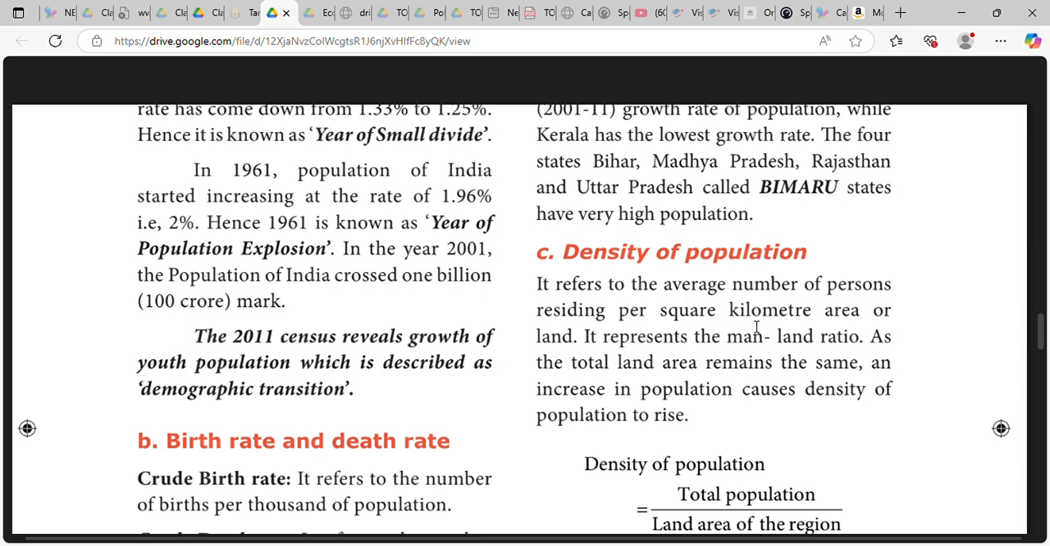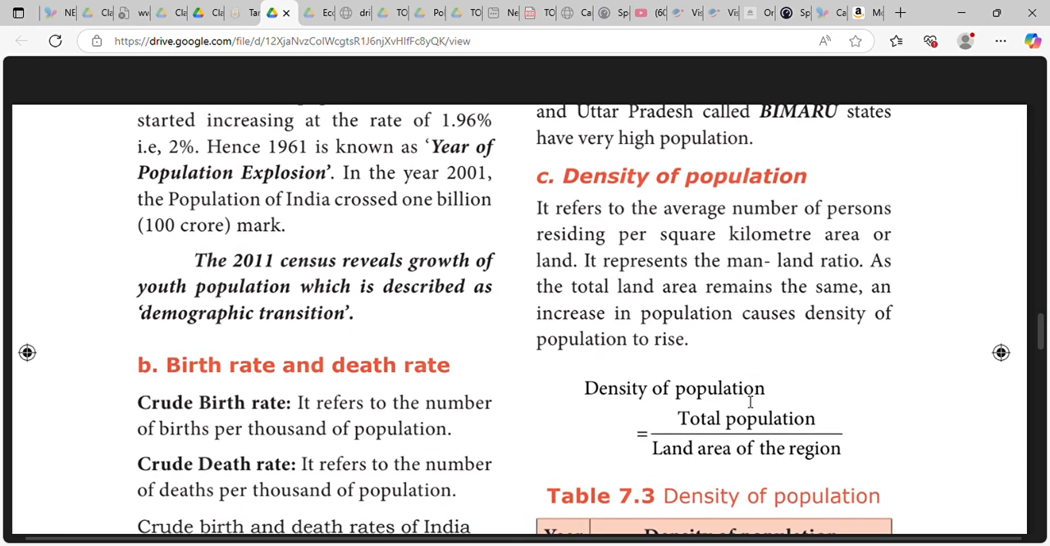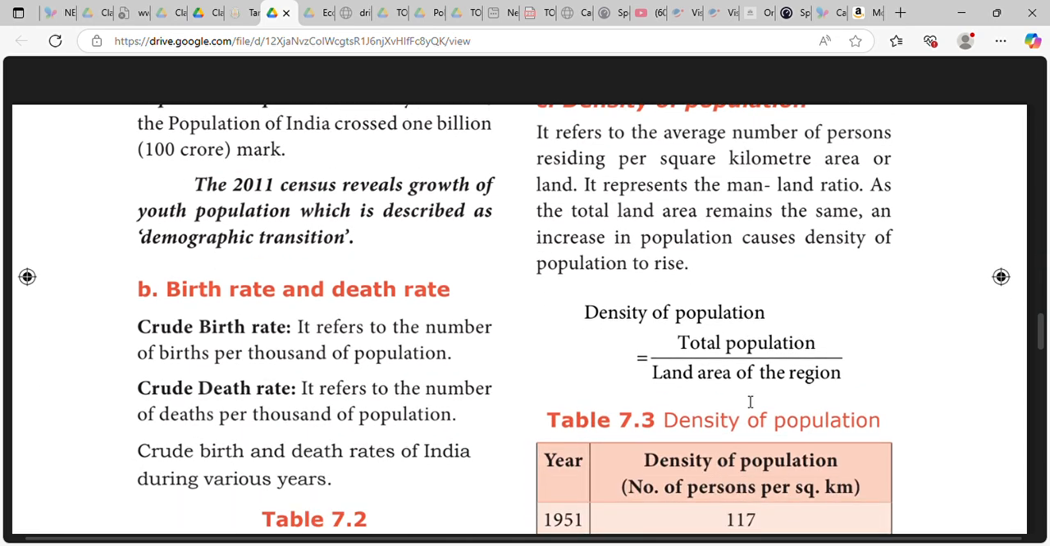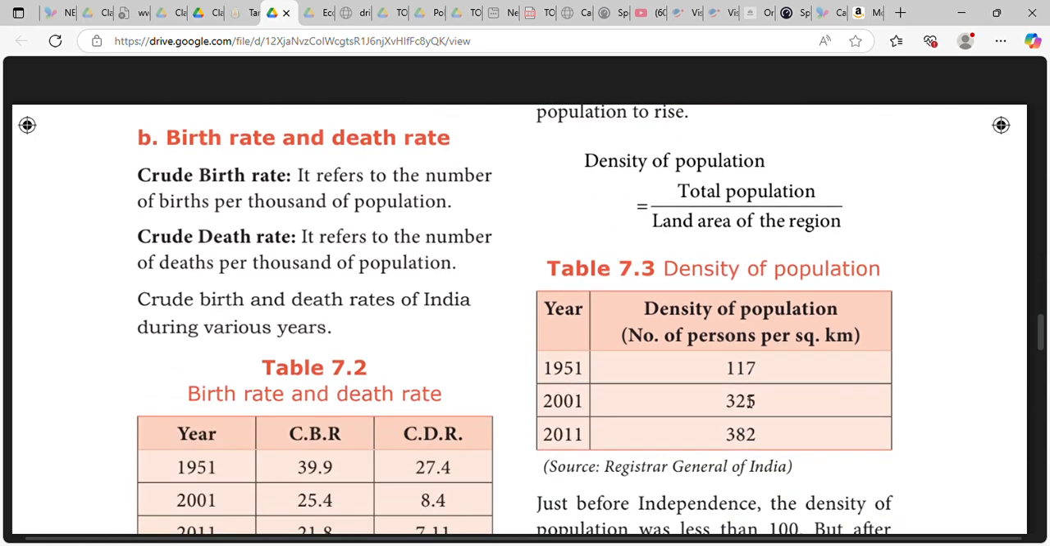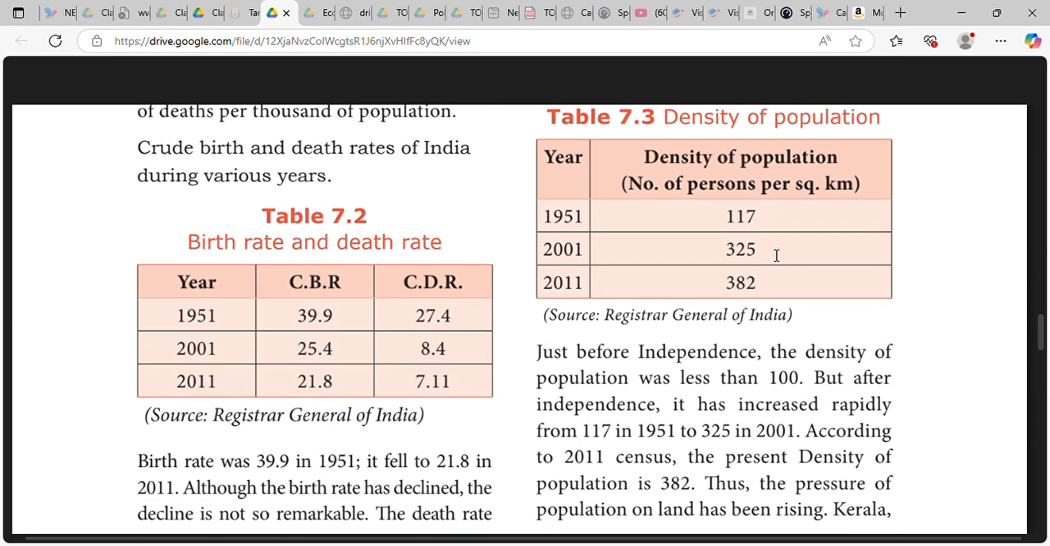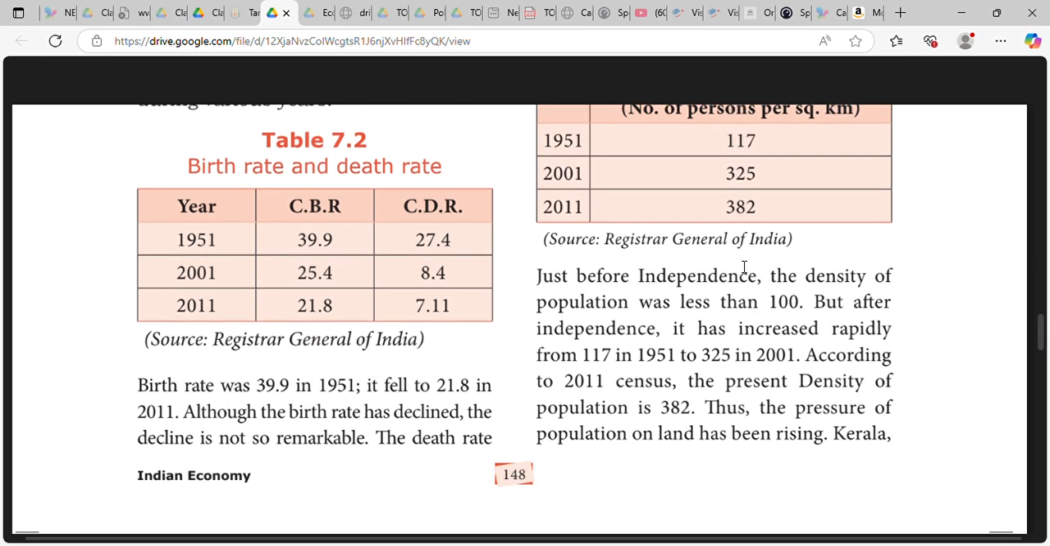Density of population is the average number of persons residing per square kilometer of land. It represents the man-land ratio. As the total land area remains the same, an increase in population causes the density of population to rise. Density of population is the total population divided by the land area of the region.